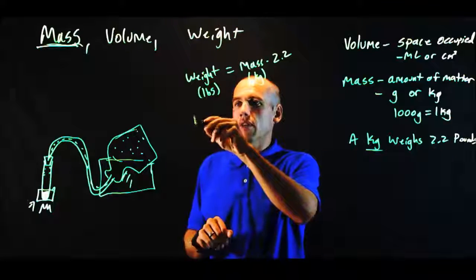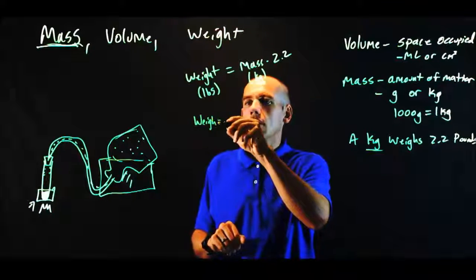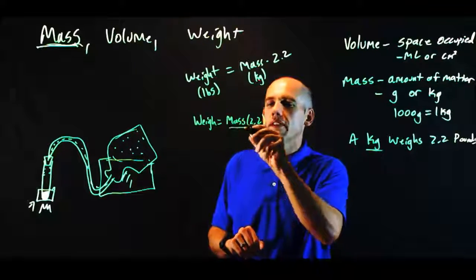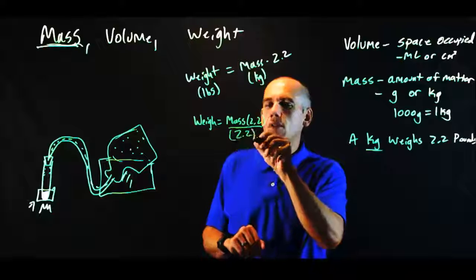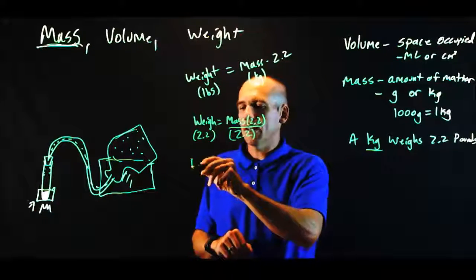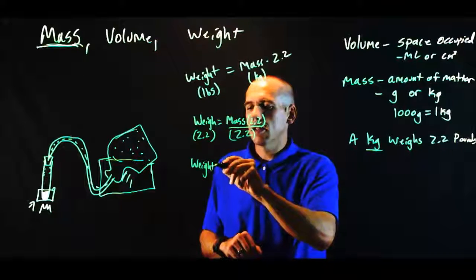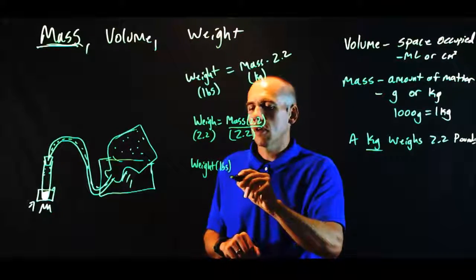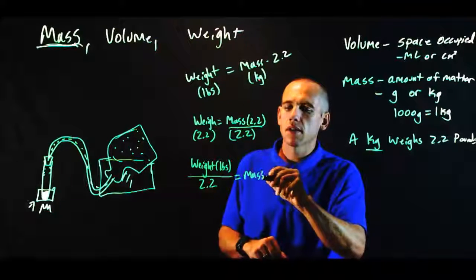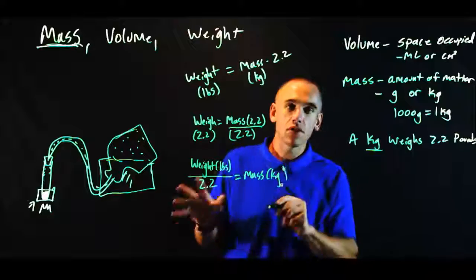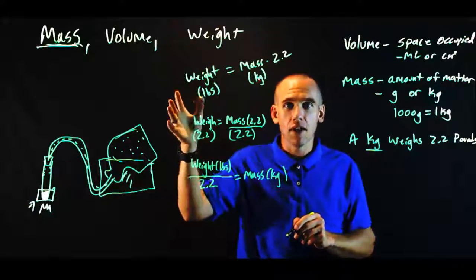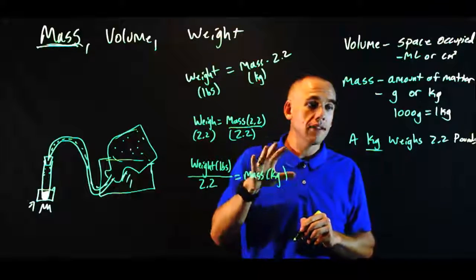And I can show you that equation. So weight equals mass times 2.2. If I divide this side by 2.2, I have to do it to the other side. So divide by 2.2. And what I get is weight in pounds divided by 2.2 will get me mass in kilograms. Okay, that's only true on Earth because that's the relationship between mass and Earth's gravity, but that is how weight and mass can compare.